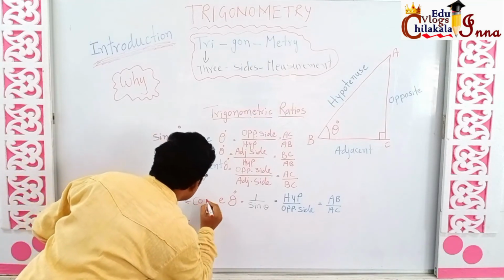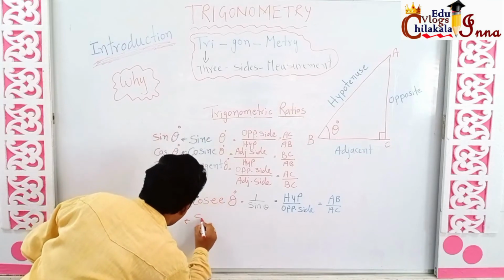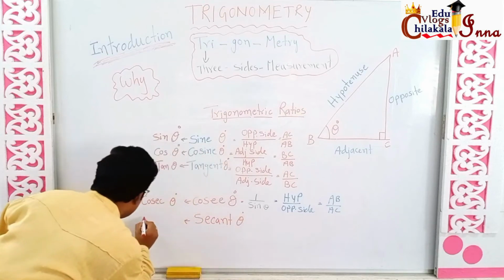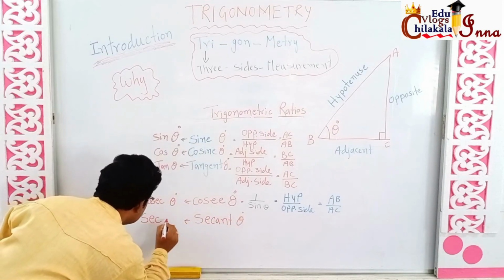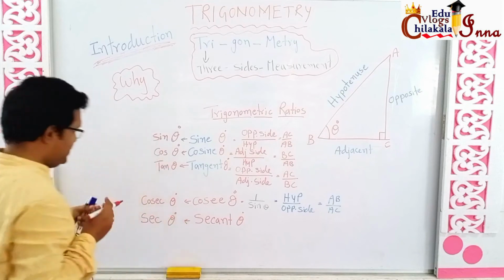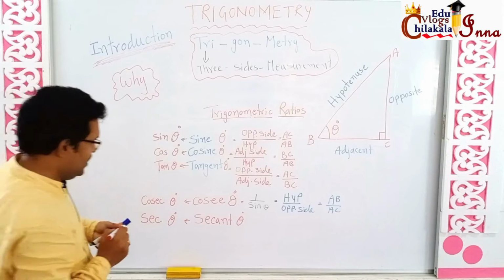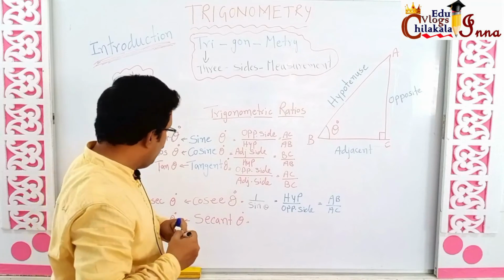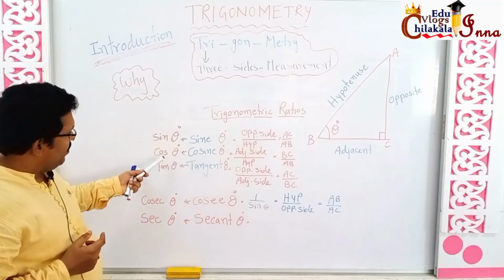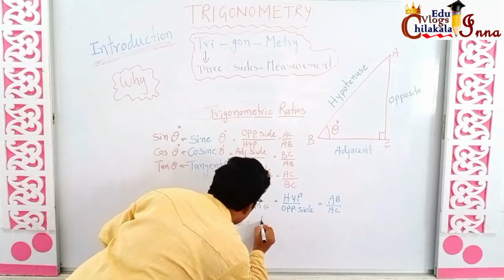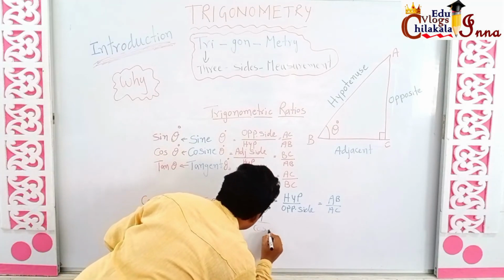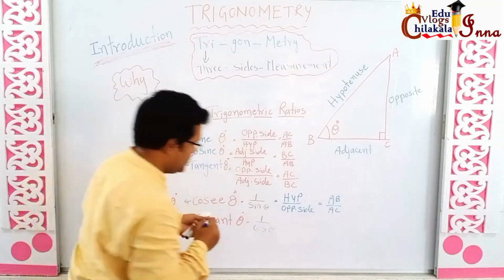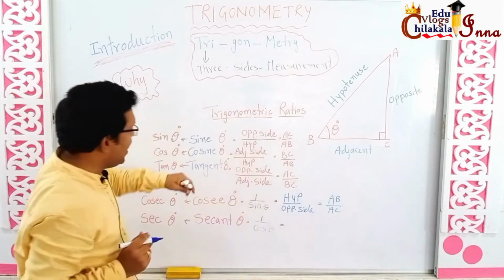I am sorry, this is a cosec. I am going to write again secant theta. Secant theta is 1 by cosine, that means 1 by cos theta. I think my marker is not working. Okay, very good. So what is 1 by cos theta?